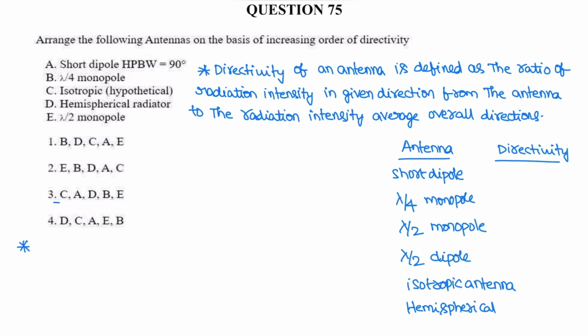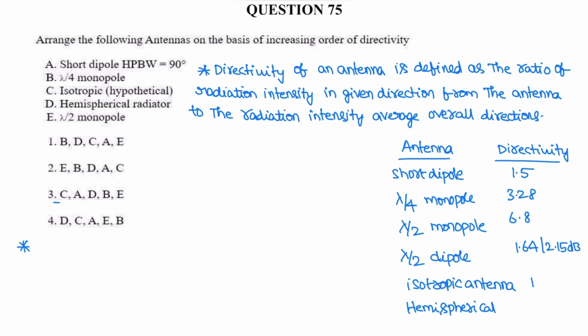Next question. Arrange the following antennas on the basis of increasing order of directivity. Directivity of an antenna is defined as the ratio of radiation intensity in a given direction from an antenna to the radiation intensity averaged over all directions. For a short dipole antenna, the directivity is 1.5. For a lambda by 4 monopole antenna, the directivity is 3.28. For a lambda by 2 monopole antenna, the directivity is 6.8. For a lambda by 2 dipole antenna, the directivity is 1.64 or 2.15 dB. For an isotropic antenna, the directivity is 1.